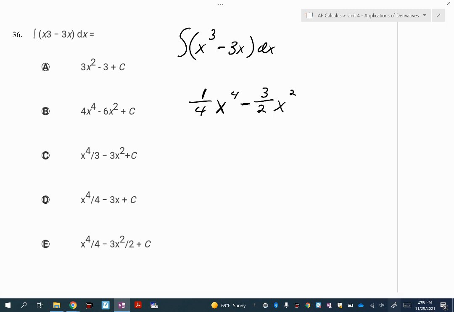All right, and then you put a plus c because whatever constant you want to write there would be fine. So plus 6 or minus 7 doesn't matter. It would be that. All right, and the only answer choice that has this is E.